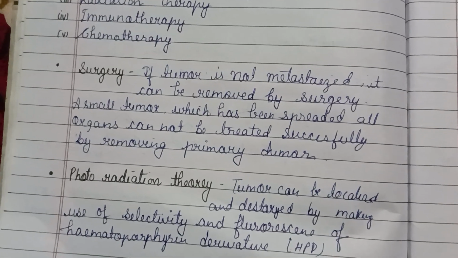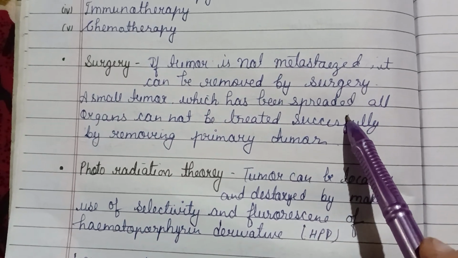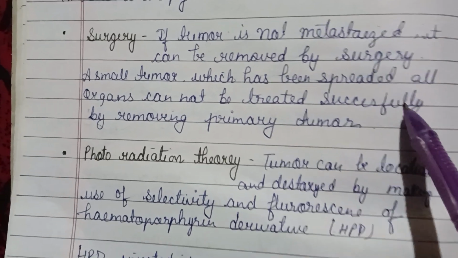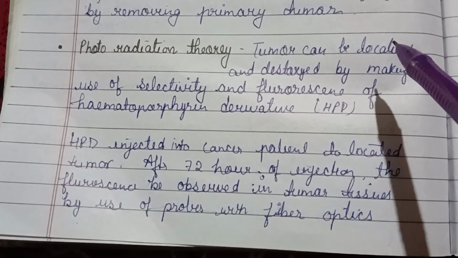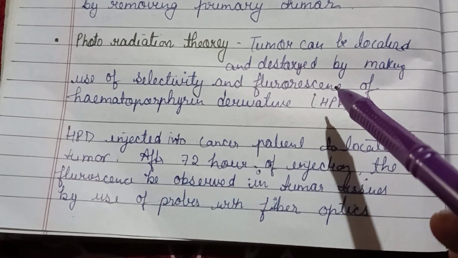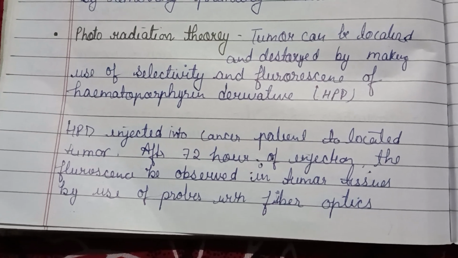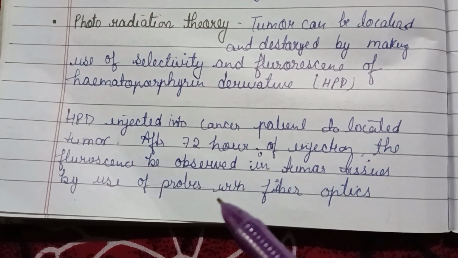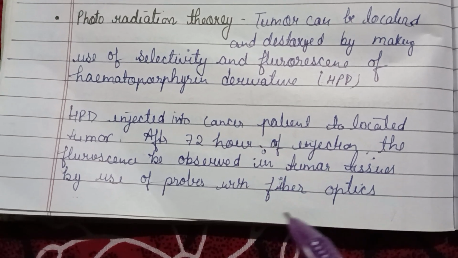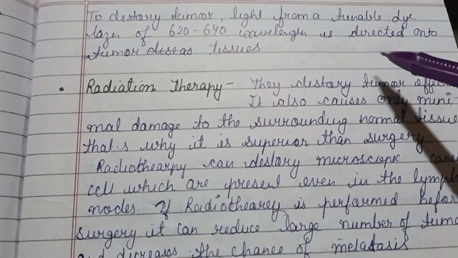First one is surgery. If the tumor has not metastasized, it can be removed by surgery. If a small tumor has spread to other organs, it cannot be treated successfully by removing the primary tumor. Second one is photoradiation therapy. A tumor can be localized and destroyed by making use of the selective fluorescence of hematoporphyrin derivatives. HPD is injected into the cancer patient to locate the tumor. The injected compound is absorbed by the tumor tissues, and by use of probes and fiber optics the tumor is destroyed. Light from a tunable dye laser of a specific wavelength is directed into the tissue.